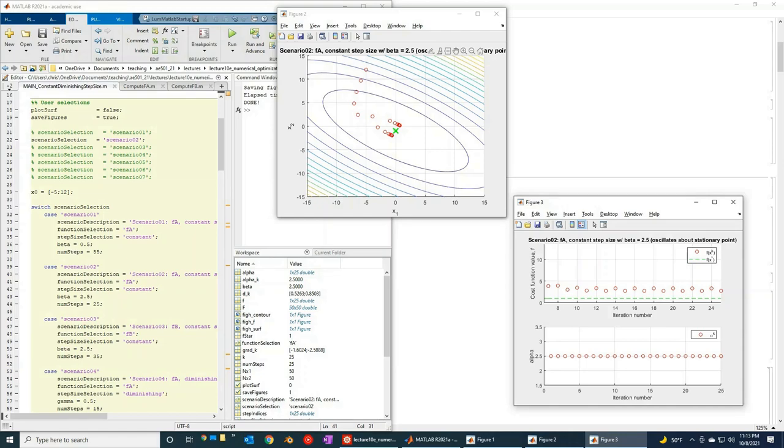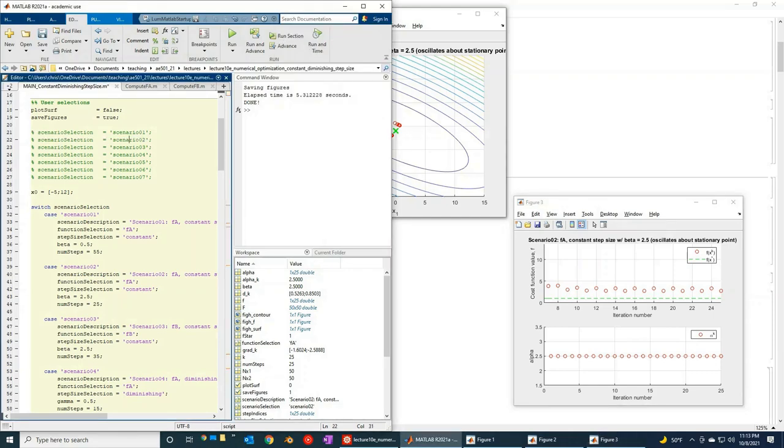So there are some interesting phenomena here with this constant step size scheme. And in fact, let's look at even more interesting behavior of what might happen if you have just a simple idea of a constant step size. So let's go here to scenario number three.